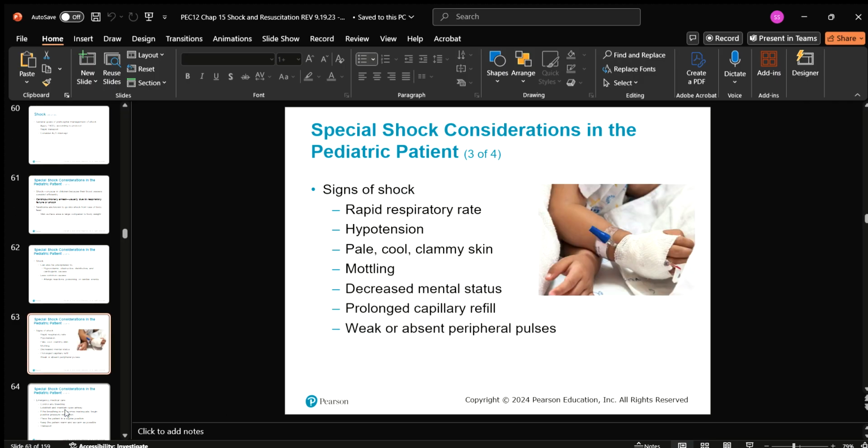Signs of shock, and this is in pediatric patients. This is basically the same for adults as well. Respiratory rate, hypotension, pale, cool, clammy skin, mottling. What is mottling? That's where our skin... I wonder if I can pull it up here. Mottling. This is mottling of the skin.